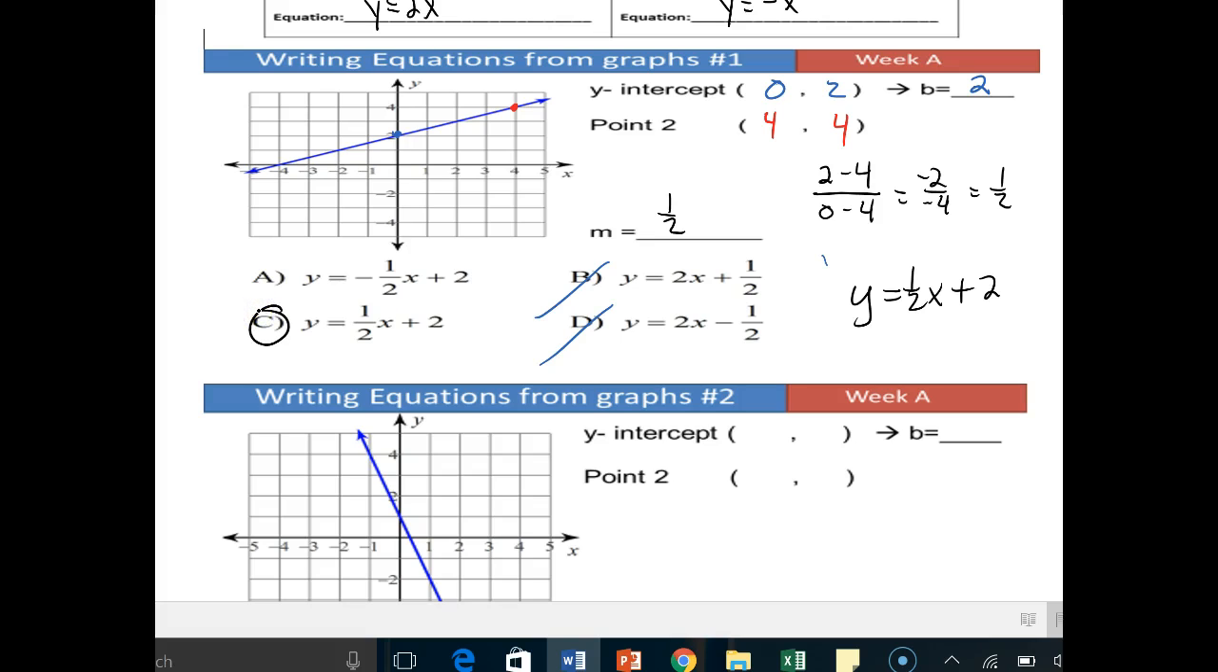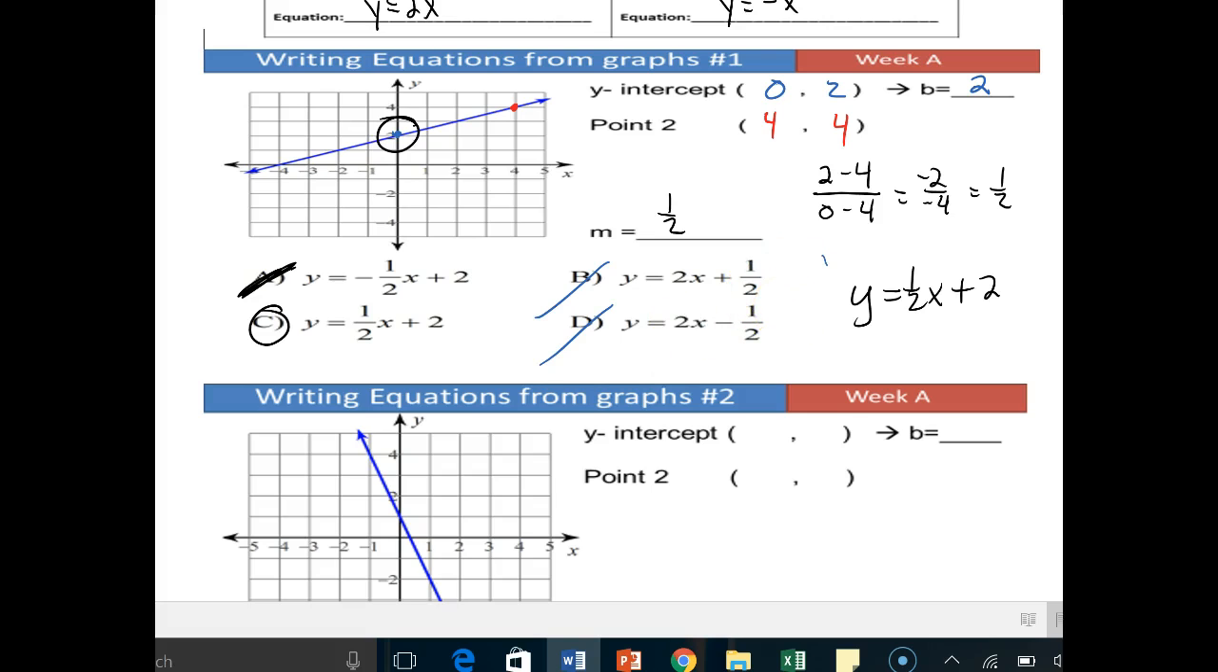You could also just look at this graph. This graph is a positive sloping graph. There's no way it can be a because it's got a negative slope. Look at the y-intercept. It's got a +2 for a y-intercept. A could be possible because it's a positive y-intercept, but definitely not possible because of the slope. B and D had the wrong y-intercept, so there's no way that could work.